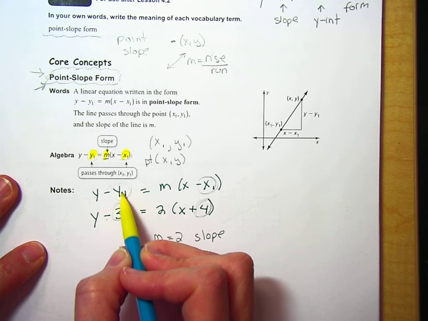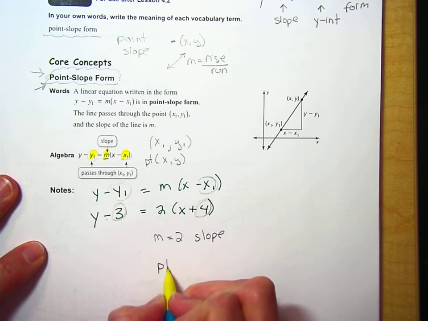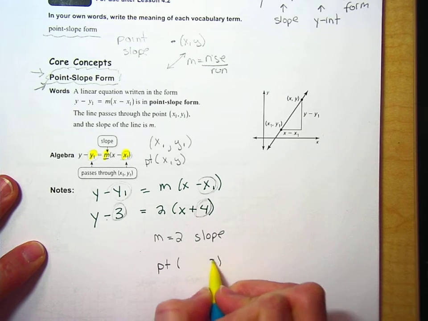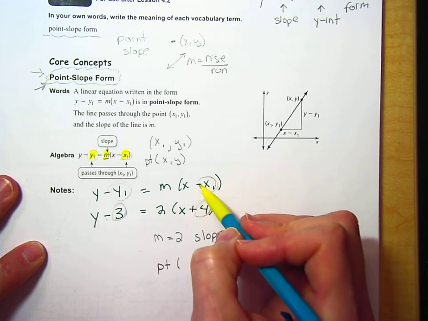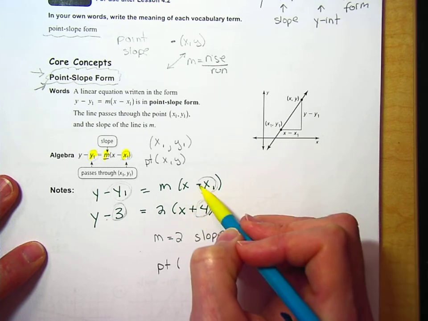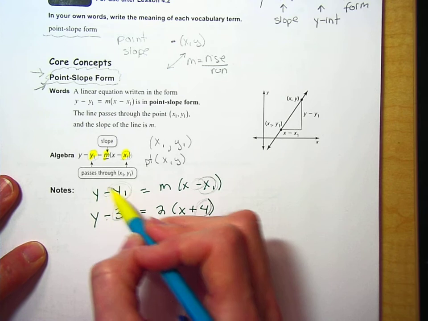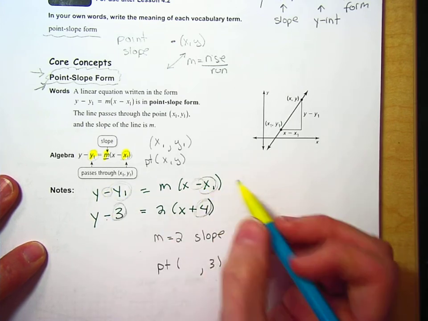Minus sign, y1, 3. So I know my point has a y value of 3. Now if you look at this, this doesn't exactly match up. Minus sign, plus sign. So what happened here? What happened to this minus sign? It's part of the standard form for point-slope. So there had to be a minus there at some point.